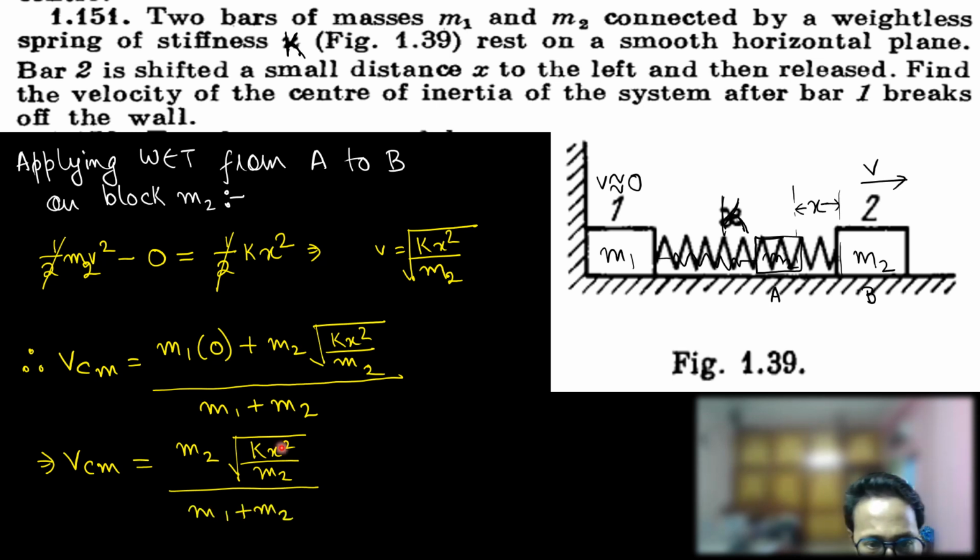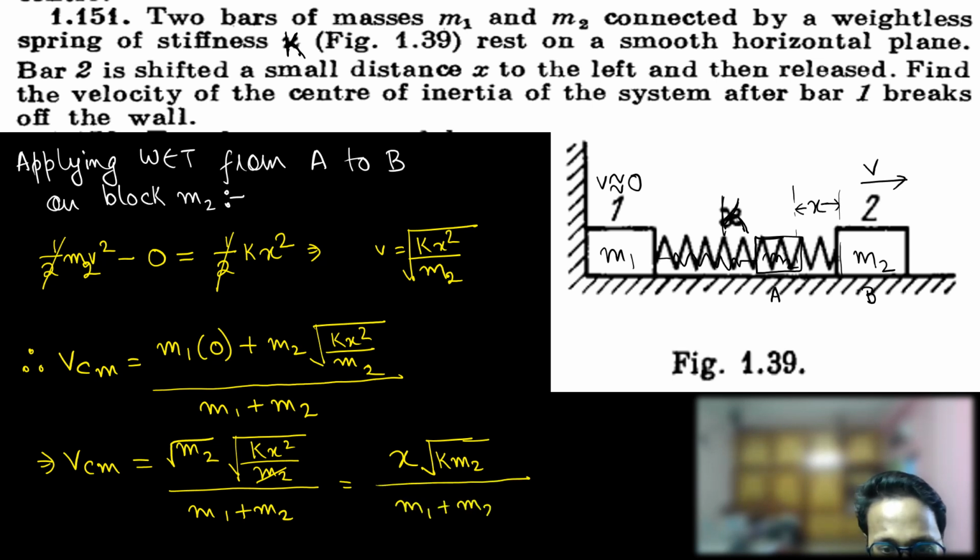Now, as the answer is given, this m2 is divided and made under root. It would be something like this. I can take x outside. This m2 can be written as root over m2 into root over m2. So if I cancel out this one, it would be x under root of k m2 divided by m1 plus m2. This is the answer.